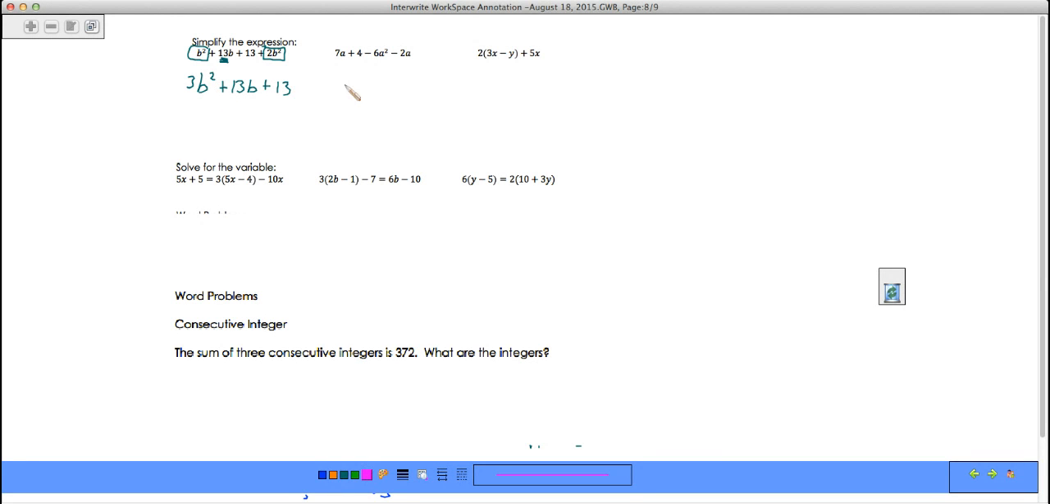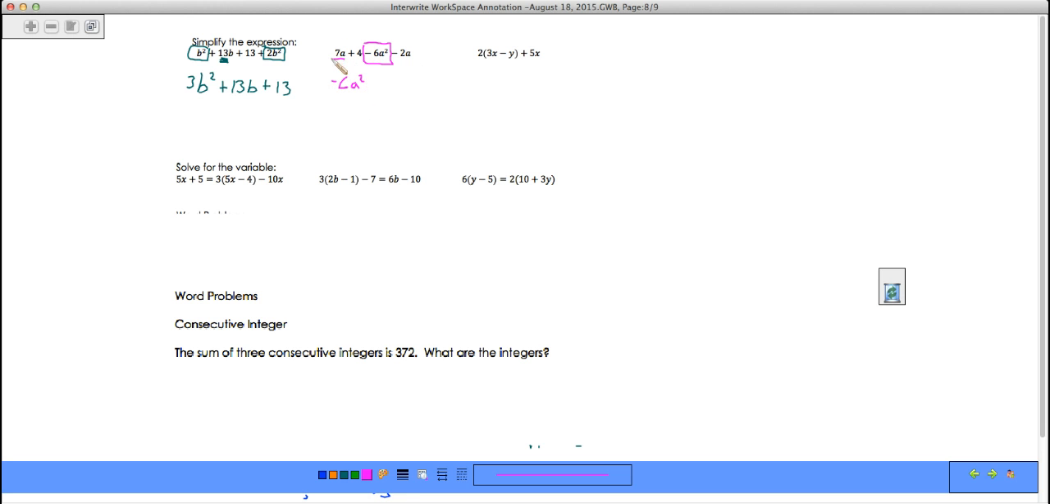Looking at the next one, I'm going to start with the highest power just to make my answer look a little nicer. So the highest power here is the a squared. Make sure you keep the negative sign here with it. That's part of this number. This is negative 6a squared. There's no other a squareds in here, so I'm going to write negative 6a squared.